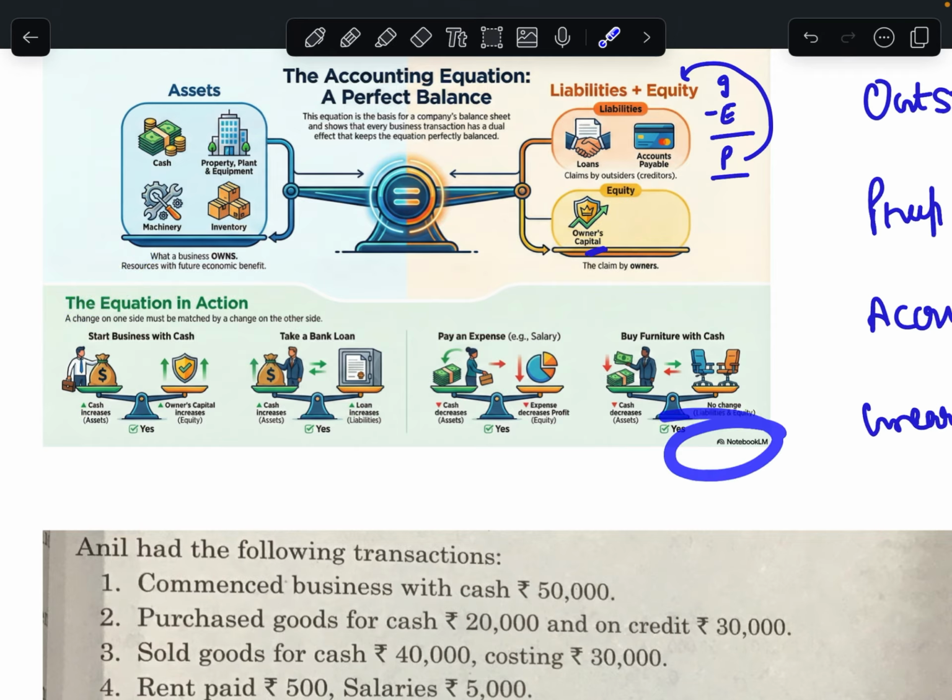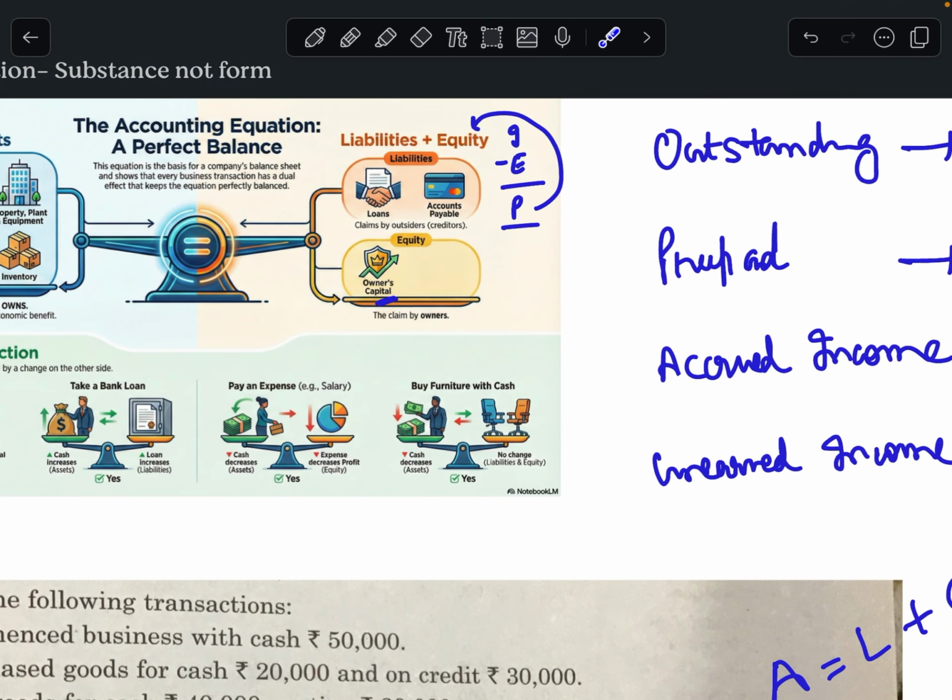Again, the graphic is from NotebookLM, but it is made from our inputs. I give this disclaimer in every video.